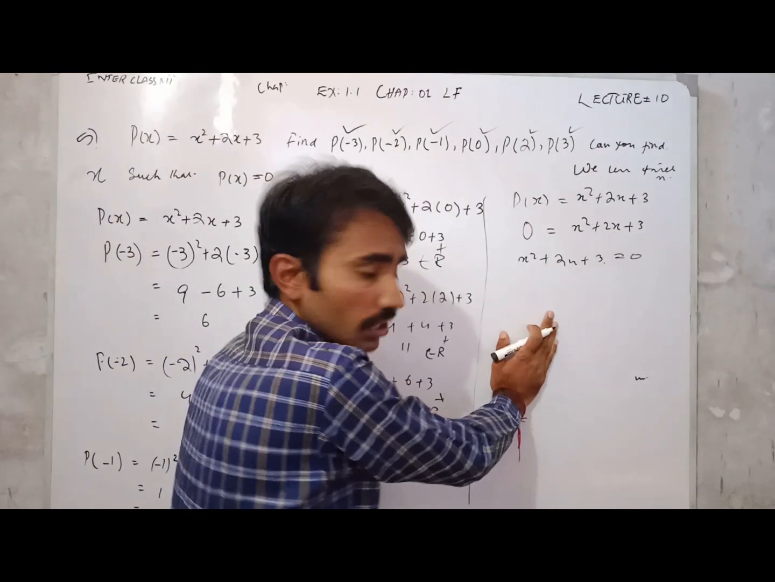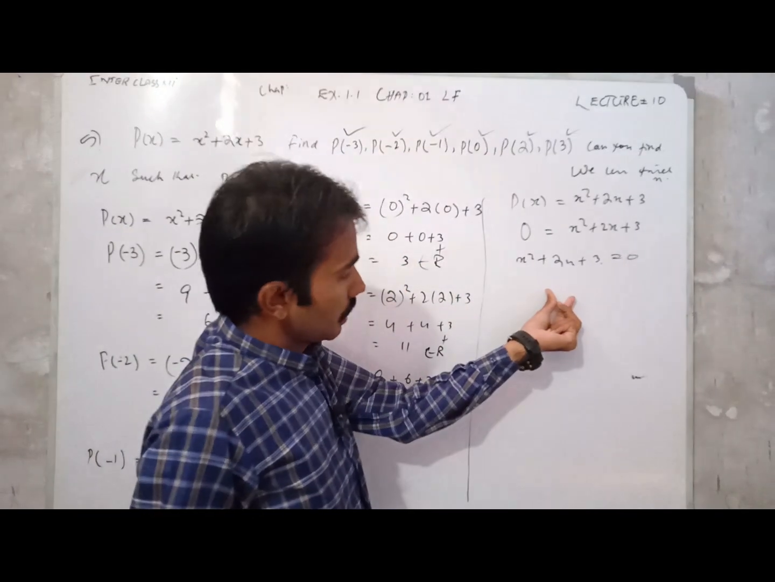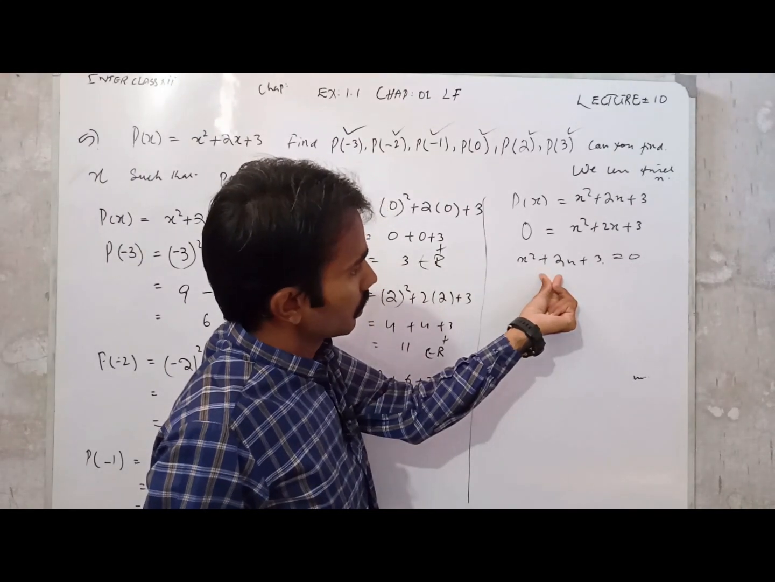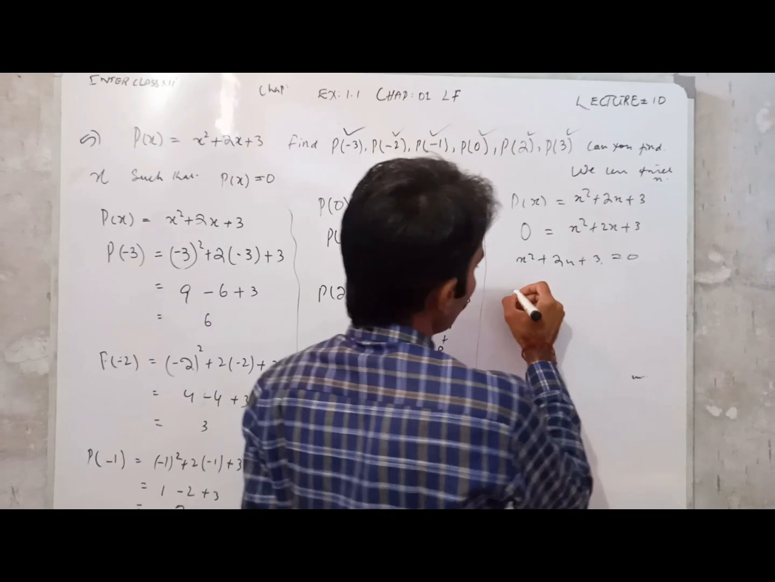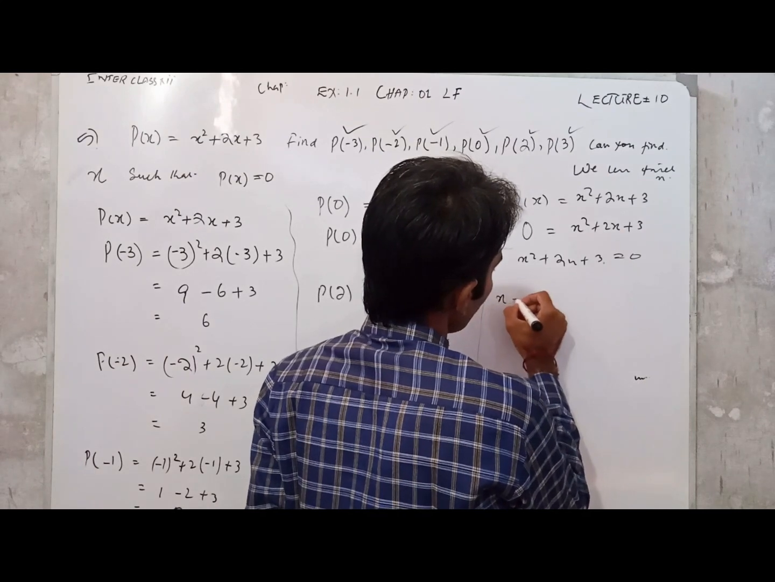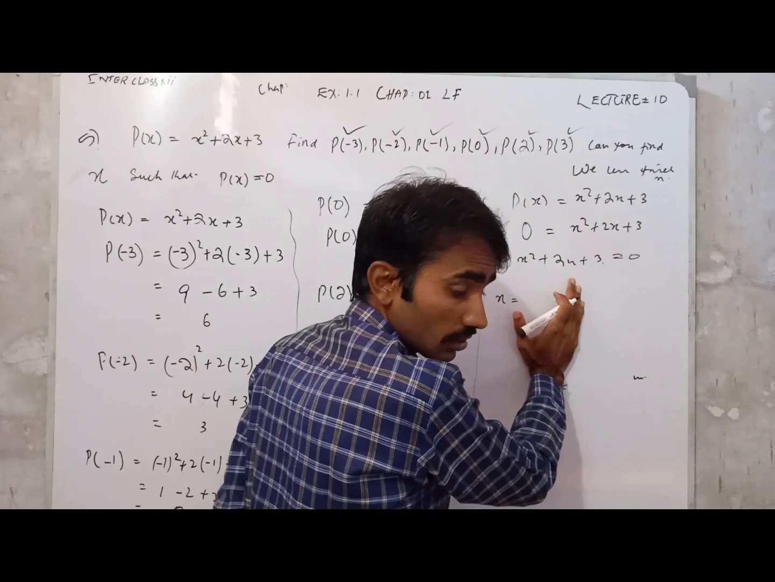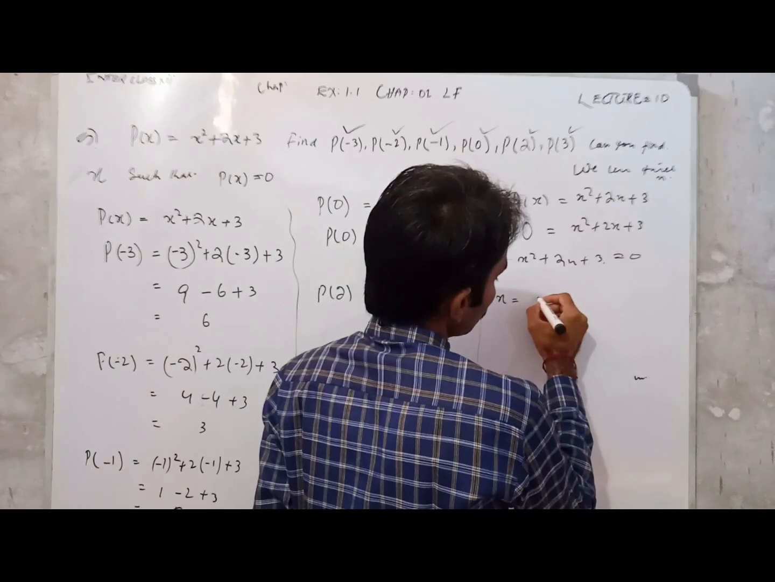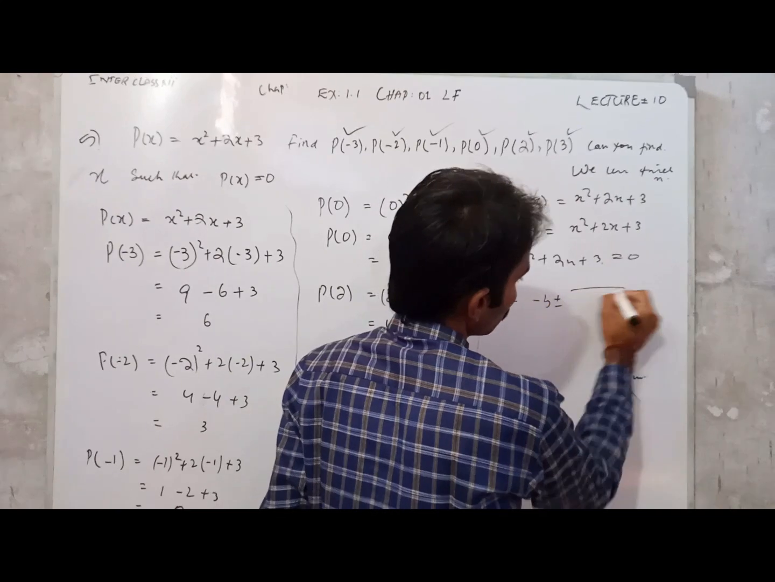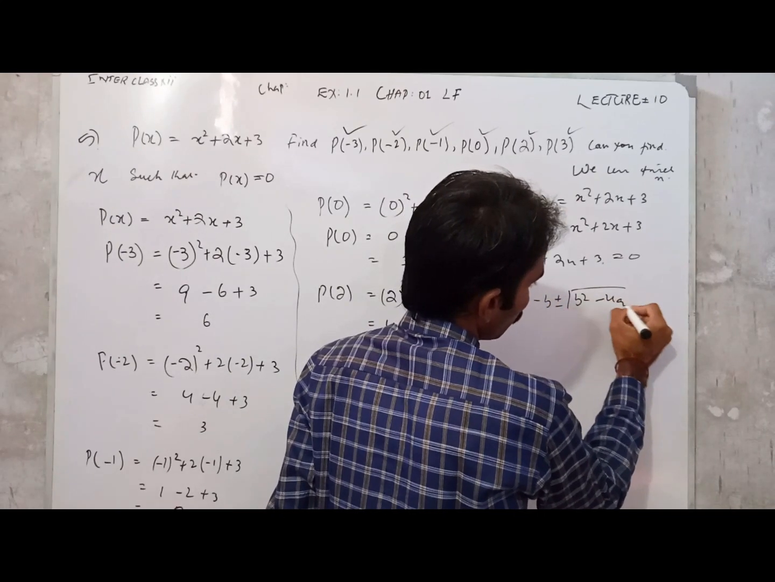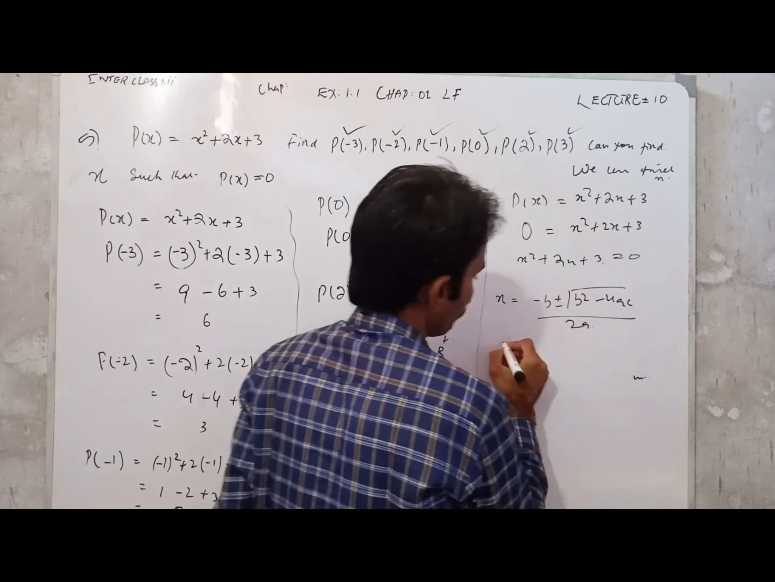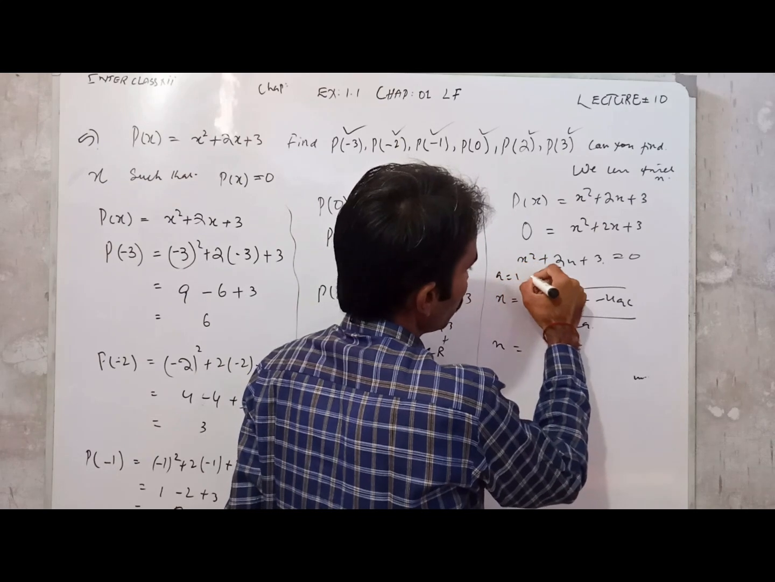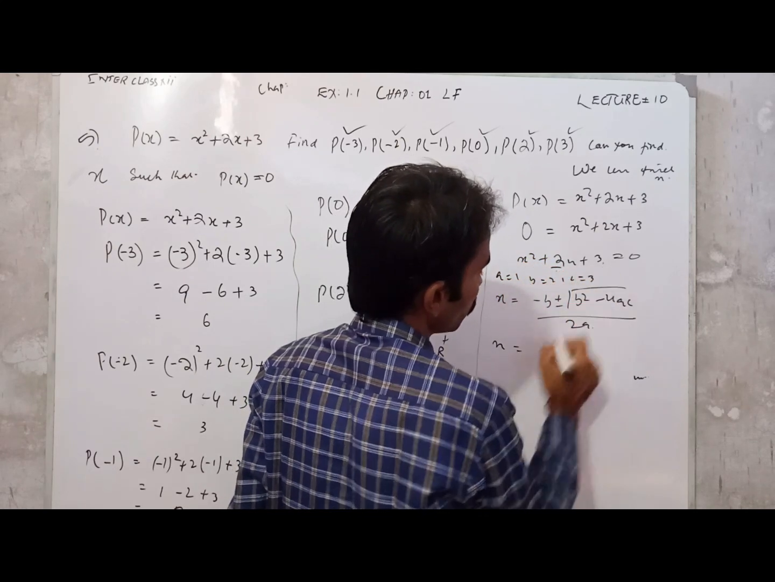So what we have to do? There is no simple method to find the value of x, and we also cannot break the middle term. So we put these values in the quadratic formula: x is equal to minus b plus minus square root of b square minus 4ac, divided by 2a. Here a is equal to 1, b is equal to 2, c is equal to 3.